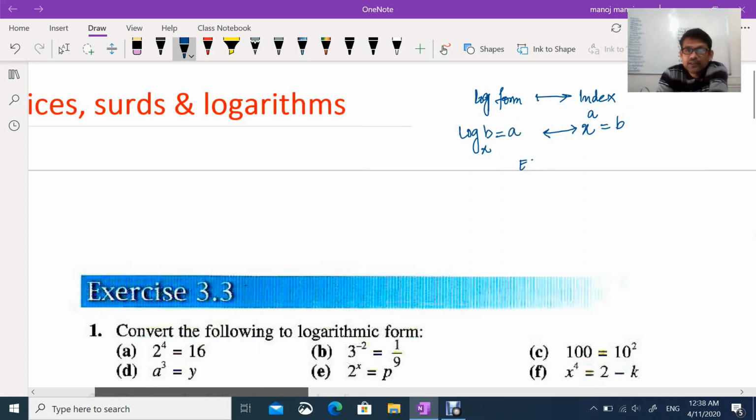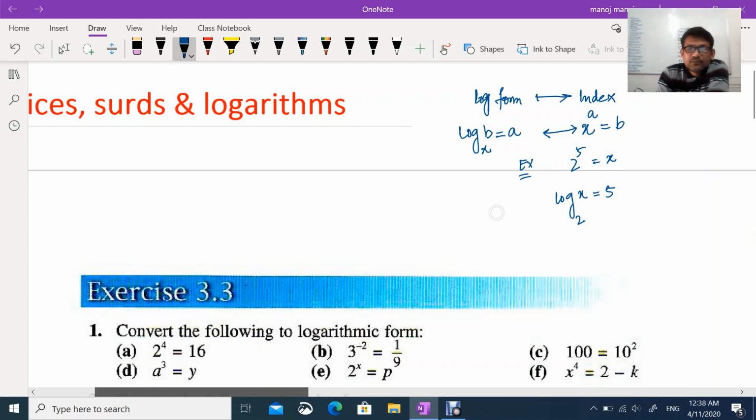If you want to use an example, you can write like 2 power 5 is equals to x, suppose. When you want to convert, this base will remain base, like log base 2, this x is here and the power will come after equals to.